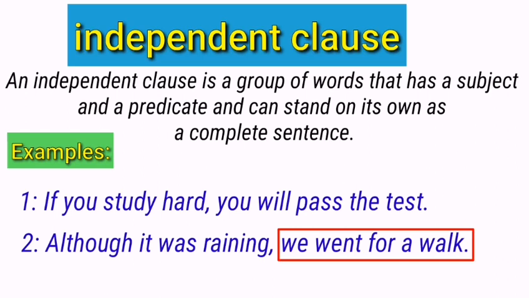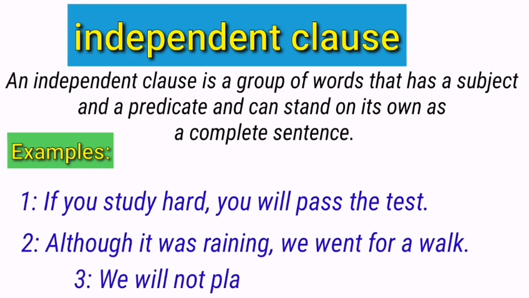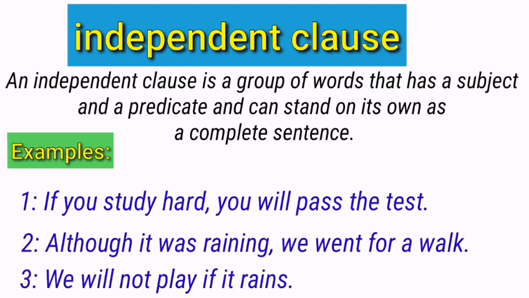The last example is: we will not play if it rains. Just look at this part of the sentence, we will not play. It is an independent clause, because if you just say this part of the sentence and avoid the rest of the sentence, it can give us a complete sense, and it can also stand alone. That's why it is an independent clause.